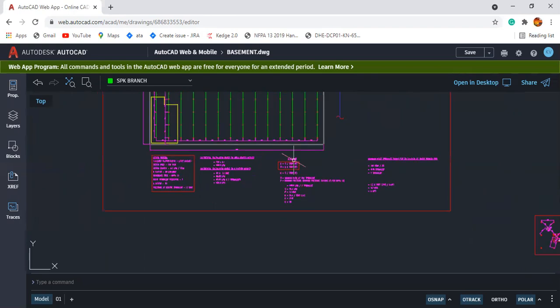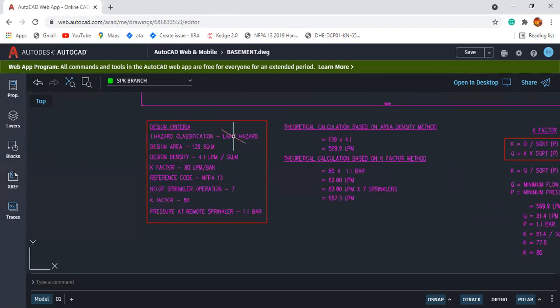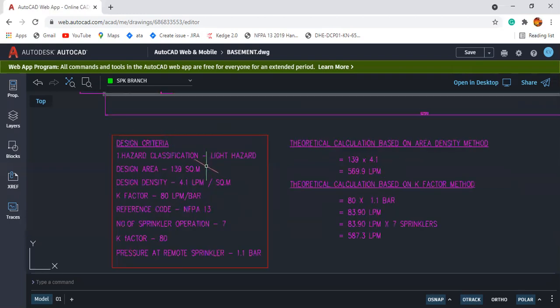So for preparation of hydraulic calculation, this is a basic checklist. These are the information we need. First, what hazard classification we have to take. Then design area, design density, K factor of the sprinklers, and what code we are referring to. The number of sprinklers in operation is very important, and the minimum pressure at the remote sprinkler. This is the minimum information that should be in our hand prior to running the calculation. One by one we will see.